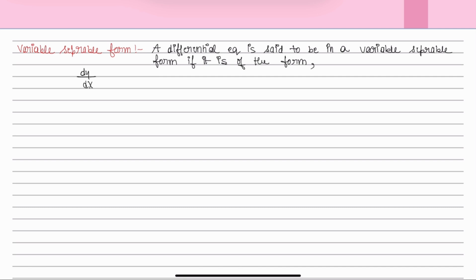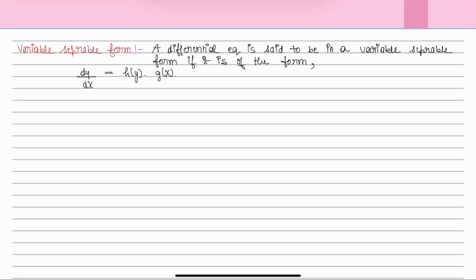A differential equation is said to be in a variable separable form if it is of the form dy by dx is equal to function of y into function of x.